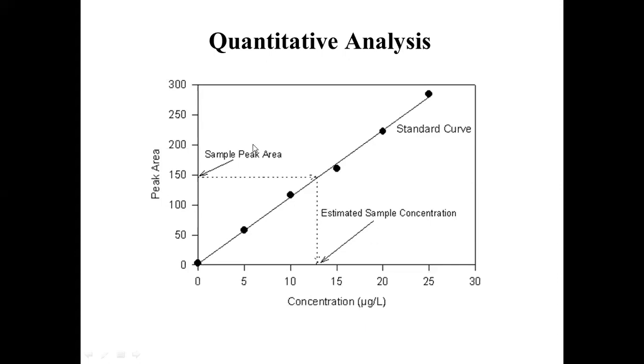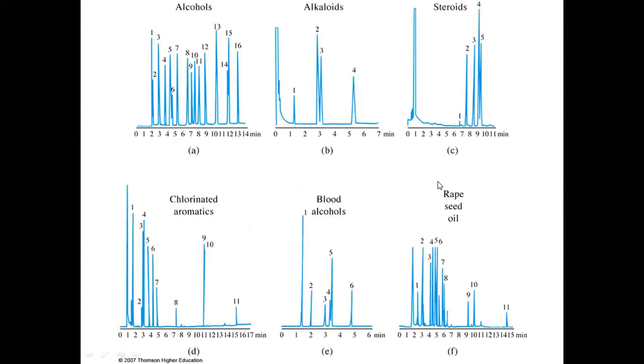Then you take the tablet extract or the sample containing unknown amount of the paracetamol. You introduce it to the chromatograph, obtain the peak area, then find out the concentration. So this is the calibration curve method. So quantitative analysis is going to be useful.